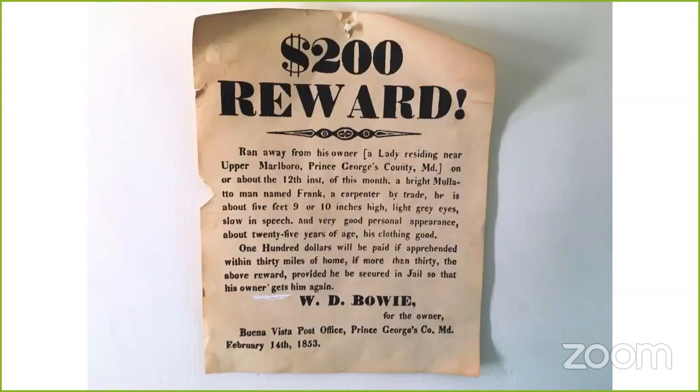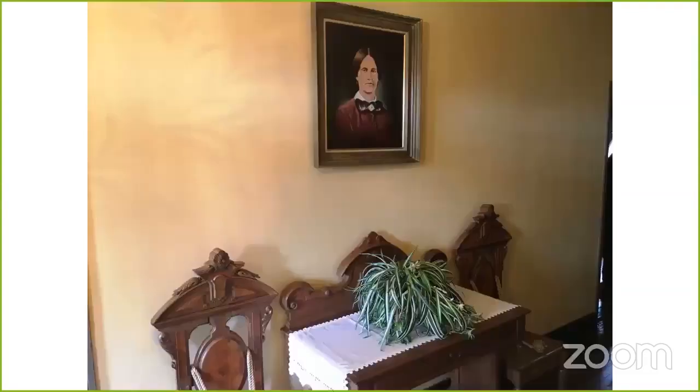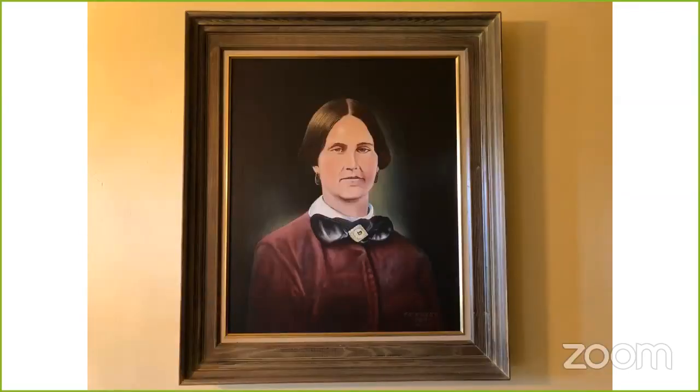There's a runaway slave poster. Maryland was a slave state during this point in time, even though they were in the Union. Here's Mary Surratt's portrait. So even though she owned this house, she wasn't living here. She was living in Washington, D.C., and a guy that she knew was basically running the establishment for her.